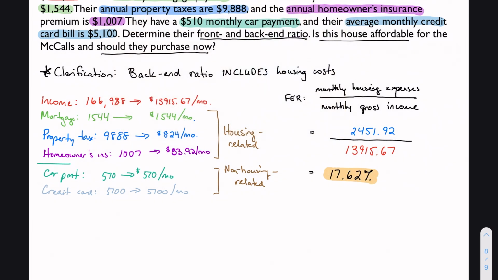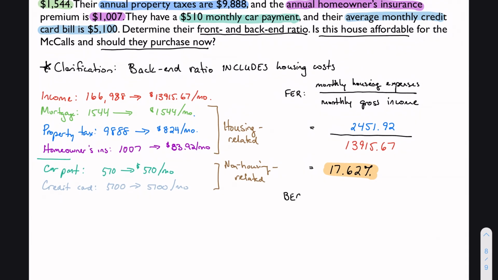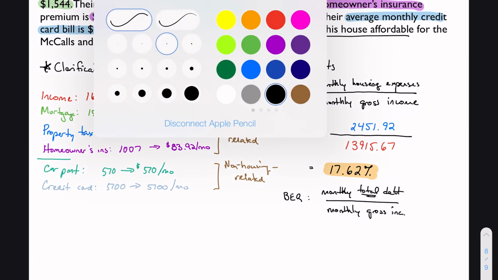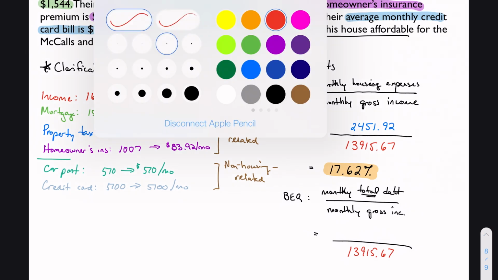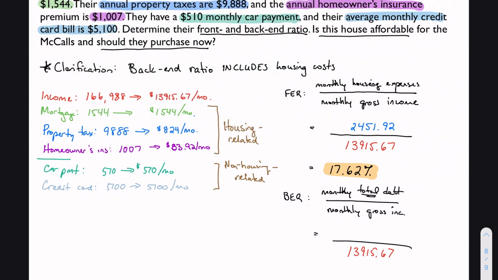But let's consider my back end ratio now too. Monthly total debt, so the key word here is total debt, factoring in this house, to my monthly gross income. Remember, that's the key word here that I kind of misspoke in the last video. Total debt including our existing debt and projected housing expenses. So again, my monthly gross income is the same, 13,915.67. And now for my back end ratio, my total debt, I'm going to add everything up from my mortgage down to the credit card, all of it.